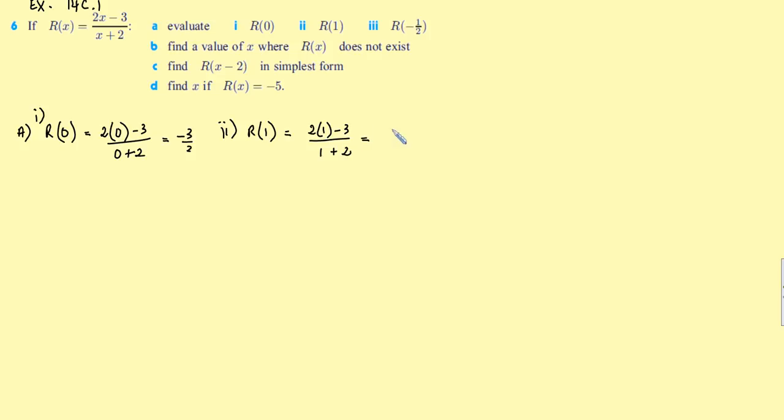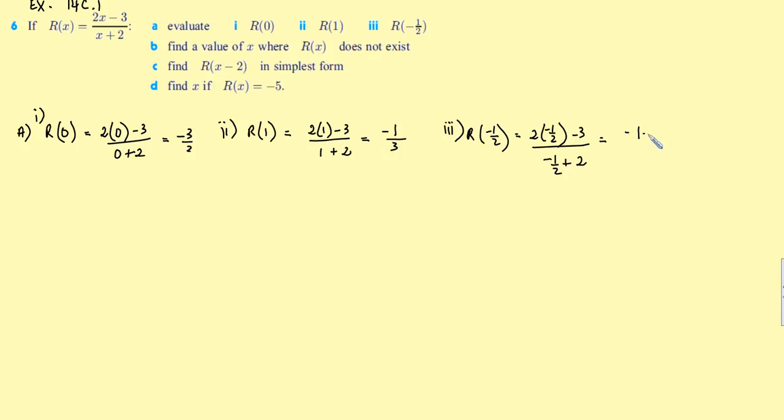And that goes to 2 minus 3 is negative 1 over 3, which is just negative 1/3. And then my last one would be r at negative 1/2, so we're going to deal with a fraction that's going to be on top of another fraction, so that I will say r at negative 1/2 is equal to 2 times negative 1/2 minus 3 all over negative 1/2 plus 2.